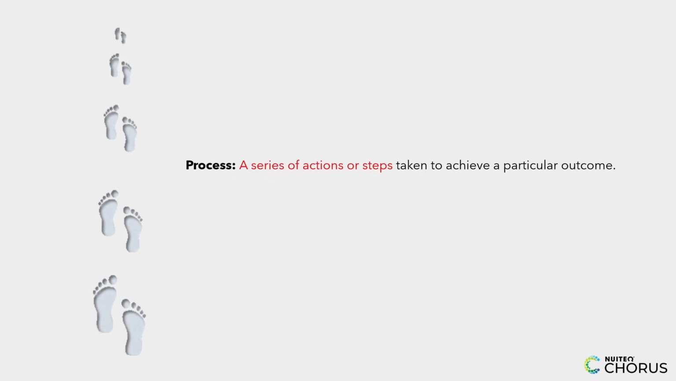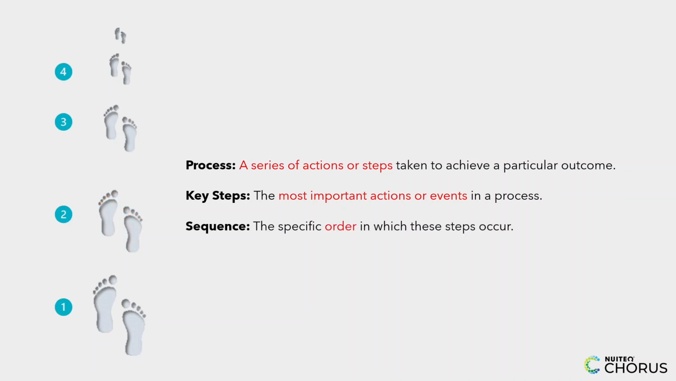A process is a series of actions or steps taken to achieve a particular outcome. Key steps are the most important actions or events in a process that lead to the final result. Sequence refers to the specific order in which these steps occur. Understanding these ideas will help you follow along as we break down examples of processes in history and social studies.